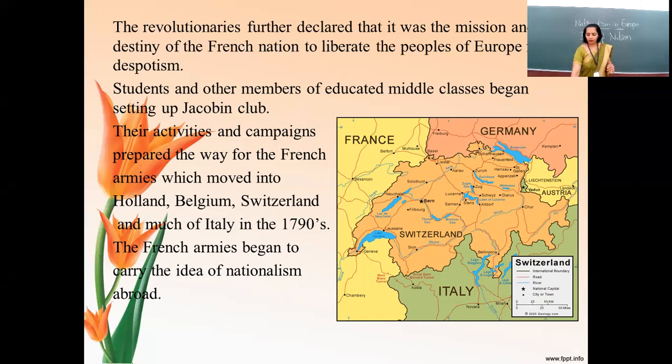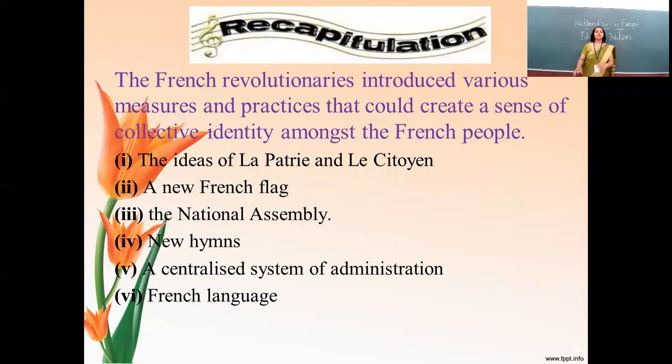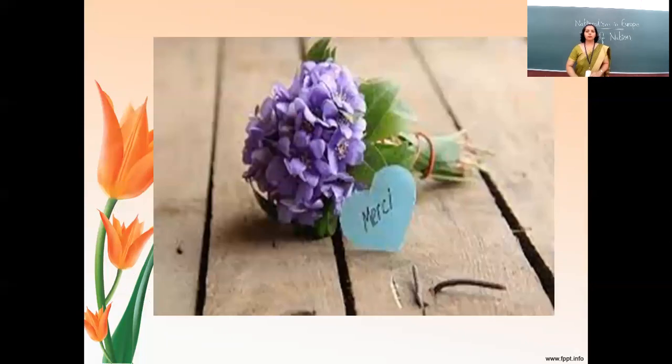I hope you have understood this topic. We will just have a recap of what we have done in today's class. We have seen the ideas, the measures and the practices which were introduced by the French revolutionaries to have a sense of collective identity. We spoke about La Patrie and Les Citoyens. We spoke about the French flag, the National Assembly, new hymns, the centralized system of administration and the French language. I hope you have understood, my dear students.